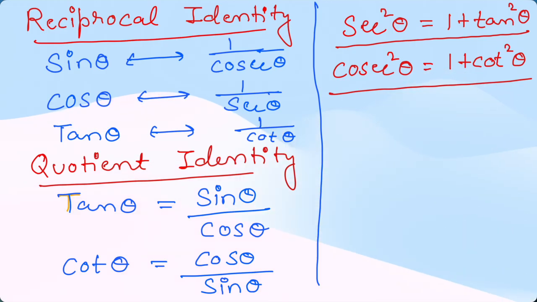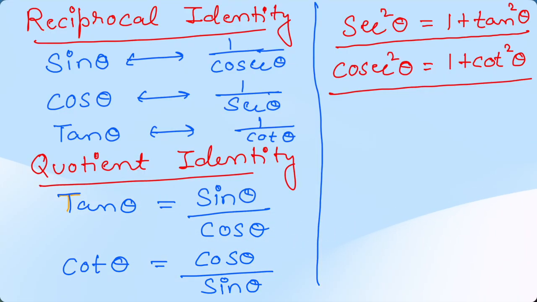You know the reciprocals. Sine is the reciprocal of cosec, cos is the reciprocal of sec, and tan is the reciprocal of cot. In the quotient identity, we have two things, that tan theta is sine by cos, right? Similarly, cot is cos by sine, just the opposite of it. And then these two identities, that is sec square theta is 1 plus tan square theta and cosec square theta is 1 plus cot square theta.